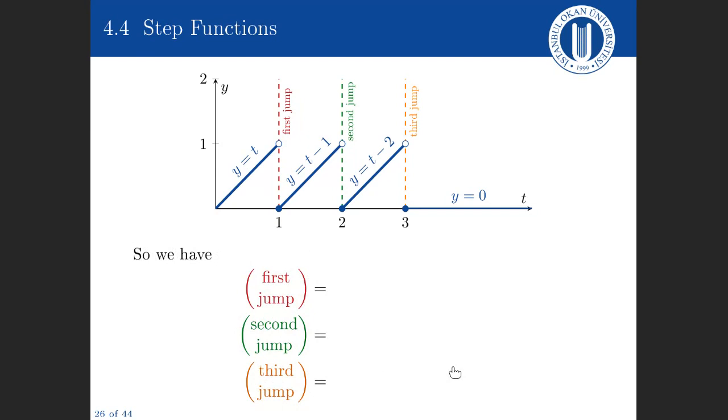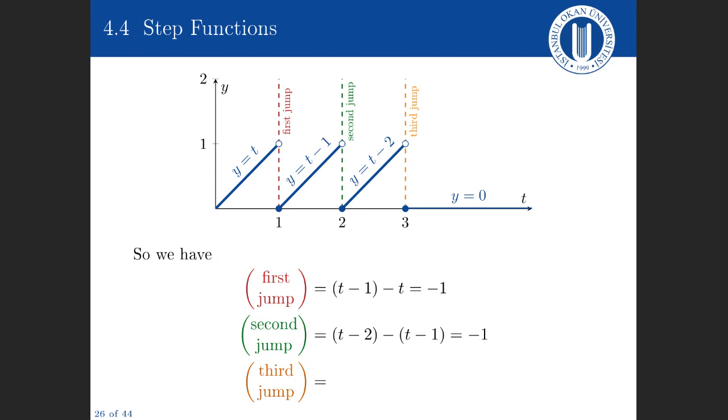So at the first jump, the function on the right is t minus 1 and the function on the left is t. The first jump is t minus 1 minus t, or minus 1. Now this makes sense. It's the same type of function on each side of a jump, but we're just shifting down 1. So it makes sense that the first jump is minus 1.